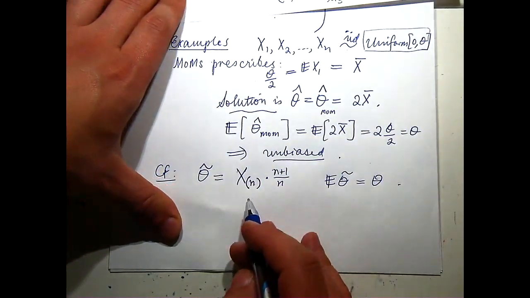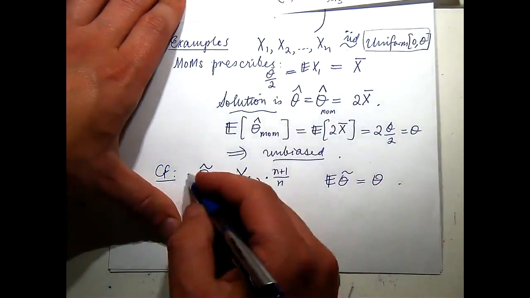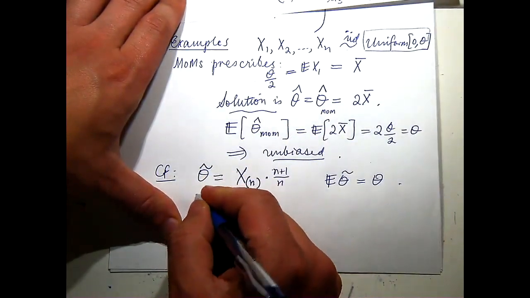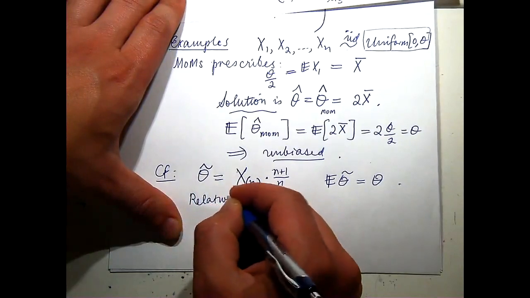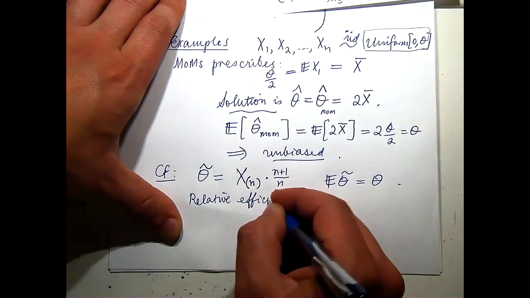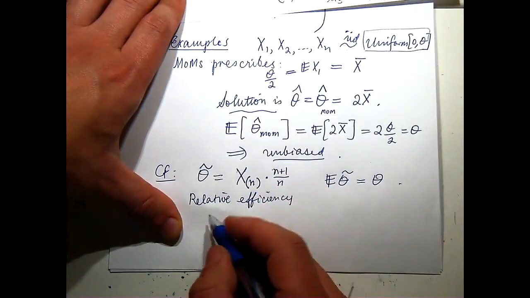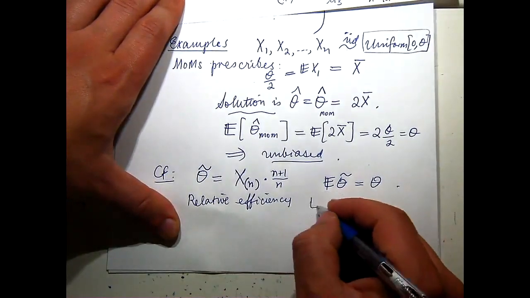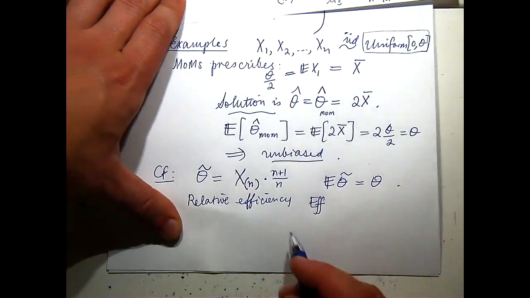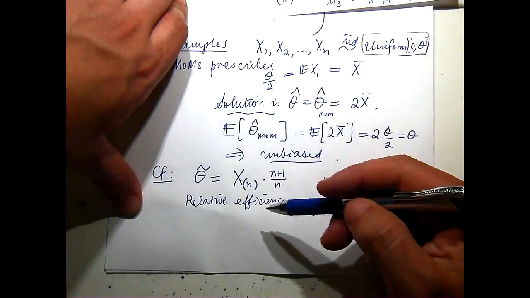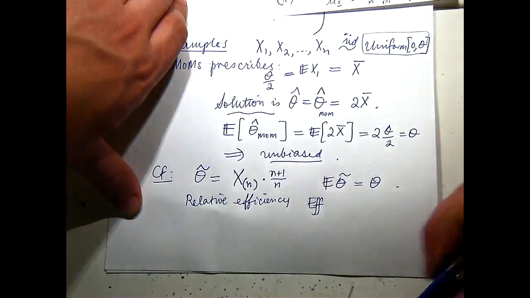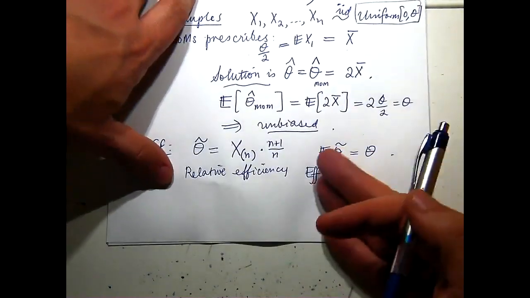But so we've got two theta estimators, theta hat and theta tilde. Let's do the relative efficiency. And before I do it, does anyone have a guess of which of these two estimators is going to be more efficient? Both of them are unbiased, so that's the first step. But you can be more or less efficient.